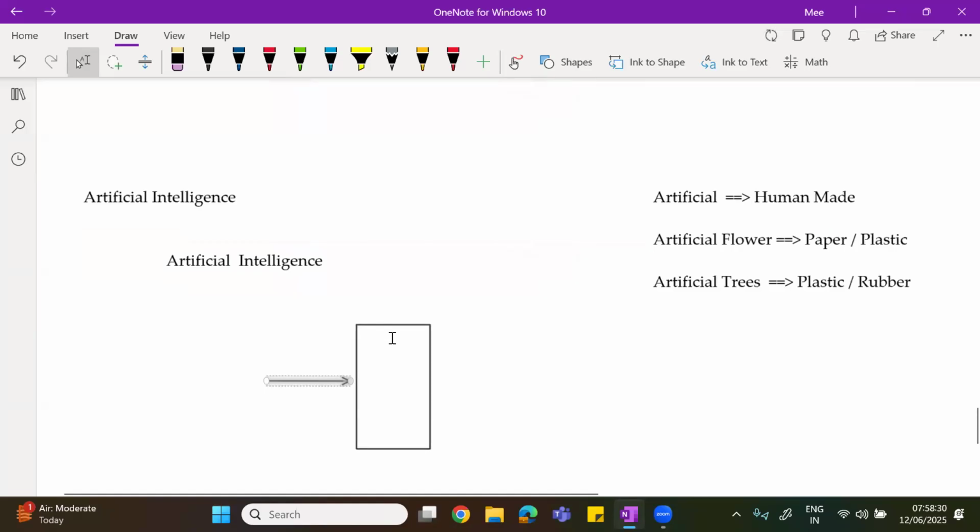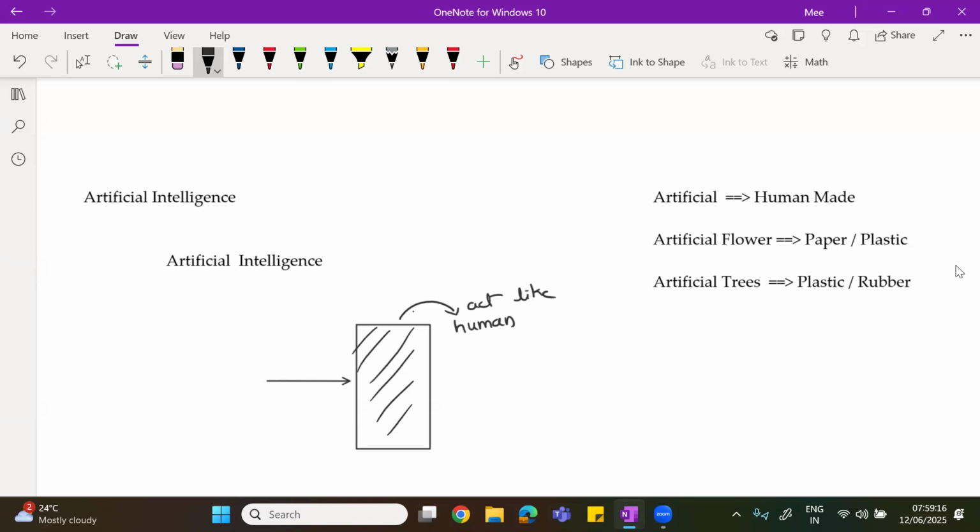Who has natural intelligence? We humans are naturally intelligent. We are born intelligent, and we are creating artificial intelligence here. We are giving intelligence to the machine so that this machine can act like a human or behave like a human. I'm giving the intelligence to the machine, and this machine will act like a human. The best example is the driverless car.